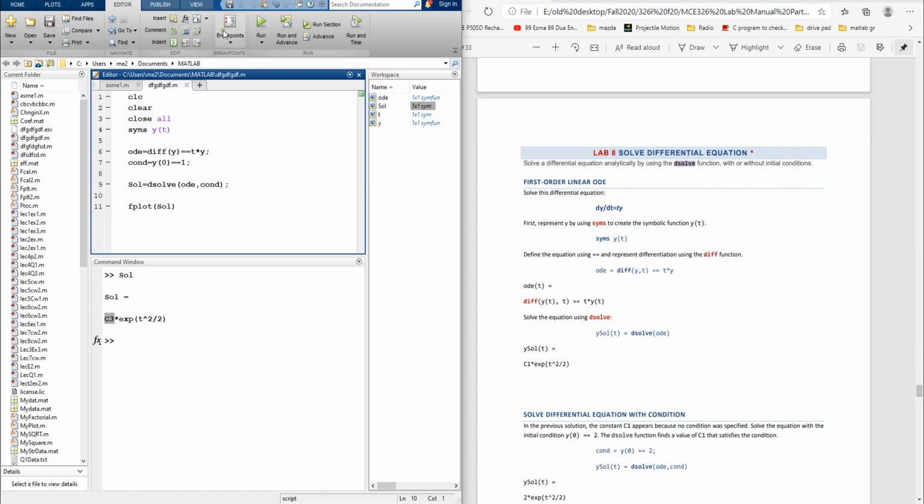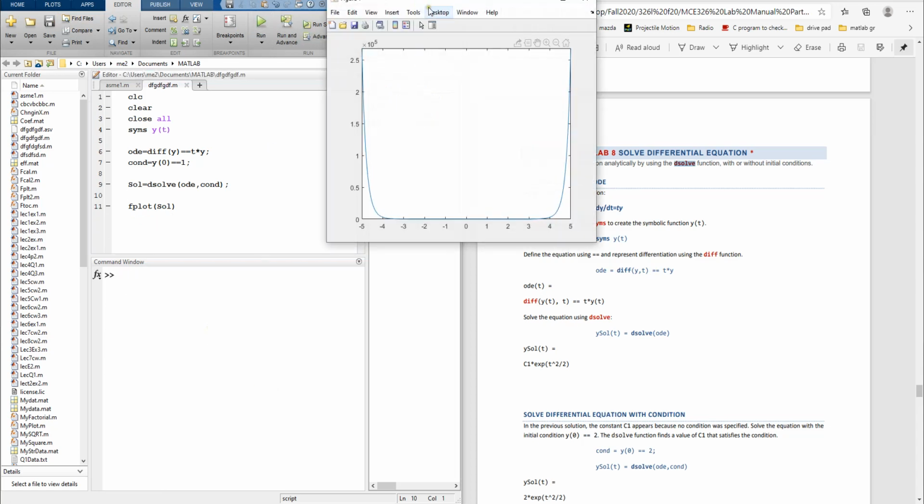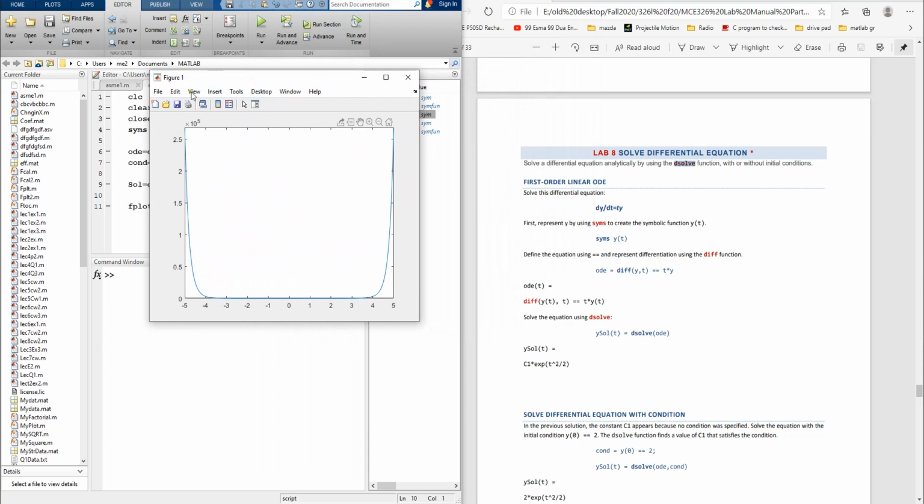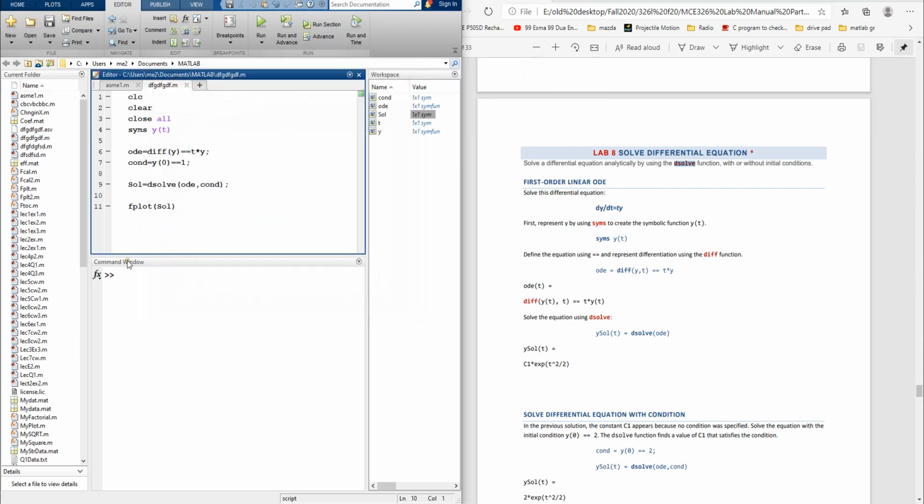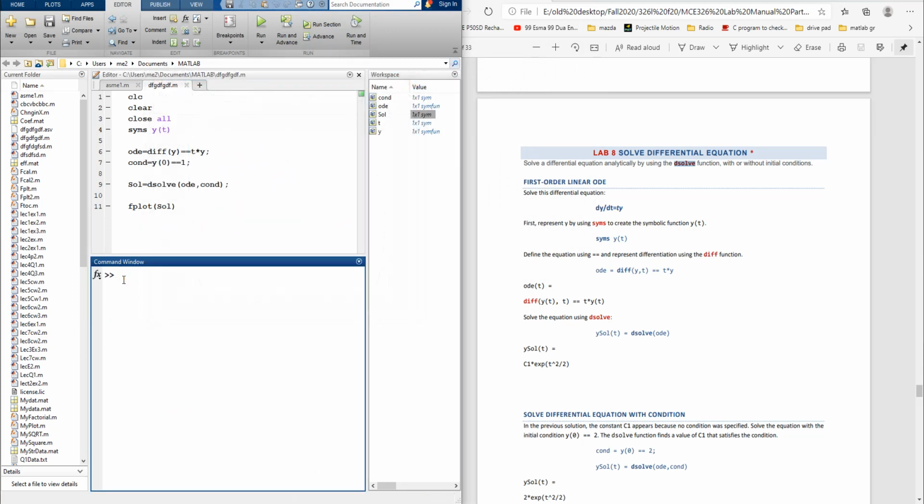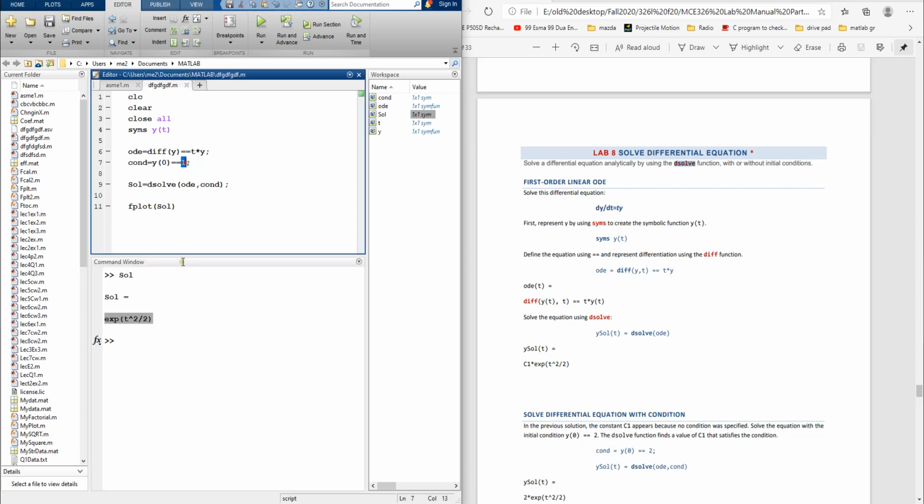Let me save, run the program, and wait. As you see, this is the plot for the solution of the ODE. And just to show you what the solution is, sol, this is the solution: exponential t to the power 2 divided by 2. And if you remember, I proved that when t equals 0, C will be 1 if the value of y equals 1.